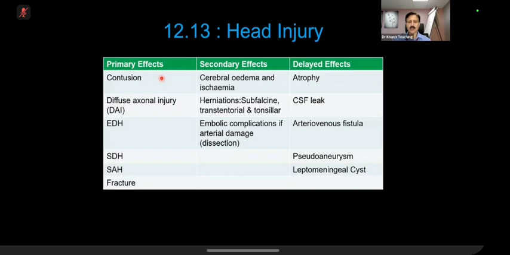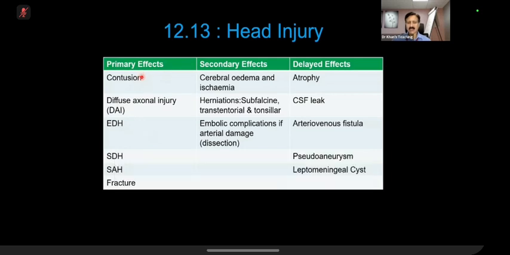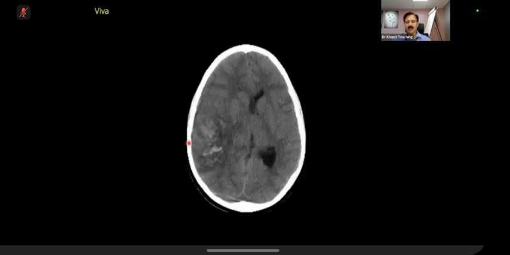There are only two types of parenchymal injuries which can happen. One is contusion, and second is diffuse axonal injury. With that, there can be hemorrhages, as in extradural, subdural, subarachnoid. There can be fractures also. So this is a contusion, and contusion, by definition, think like a bruise. A bruise is when you are playing cricket and you are hit on your elbow by a cricket ball, you will get a bruise there. So on the skin surface. So the surface of the skin is the cortex.